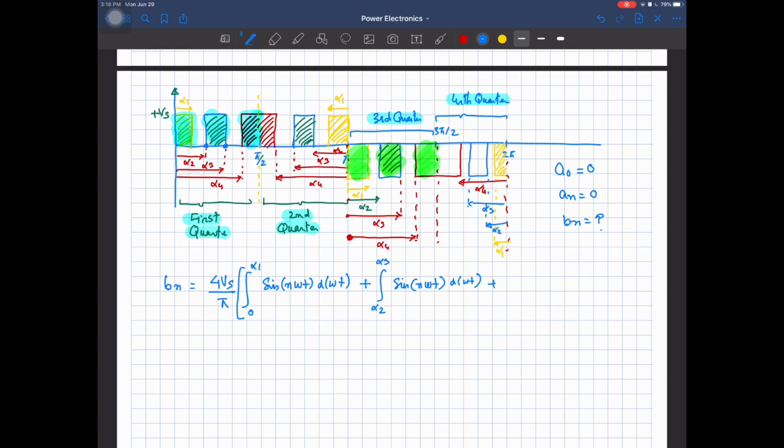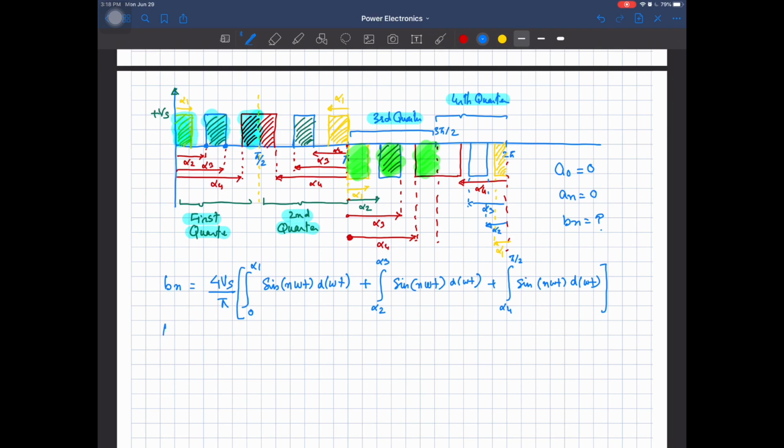And then taking the last portion of this quarter cycle, that is this one, starting from alpha 4 till pi by 2. If I write down the integration for this part, it is sine of n omega t with respect to d omega t from alpha 4 to pi by 2, right? As all the quarter cycles are equal, we have this expression.